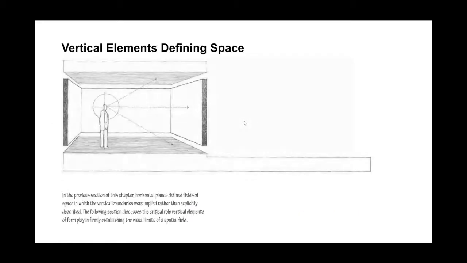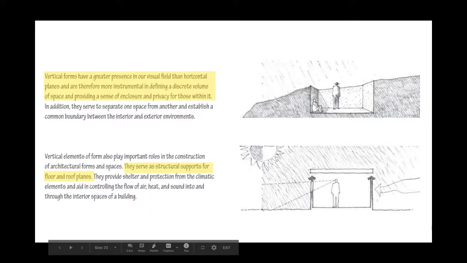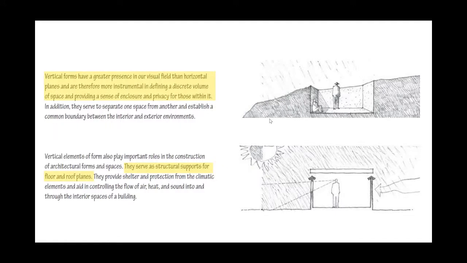So, vertical elements in defining space. In the previous section of this chapter, horizontal planes defined fields of space in which vertical boundaries were implied rather than explicitly described. Vertical forms have a greater presence in a visual field than horizontal planes and are therefore more instrumental in defining a discrete volume of space and providing a sense of enclosure. That's why you perceive your walls as enclosures.